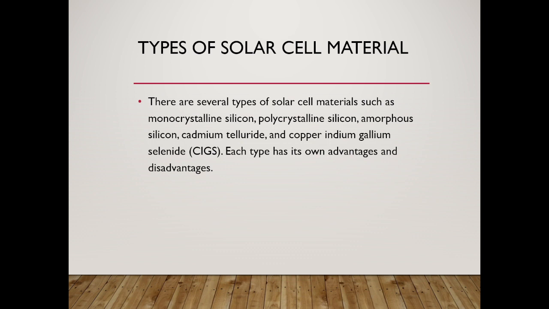Now we will see types of solar cell material. There are several types of solar cell materials such as monocrystalline silicon, polycrystalline silicon, amorphous silicon, cadmium telluride, and copper indium gallium selenide. Each type has its own advantages and disadvantages.